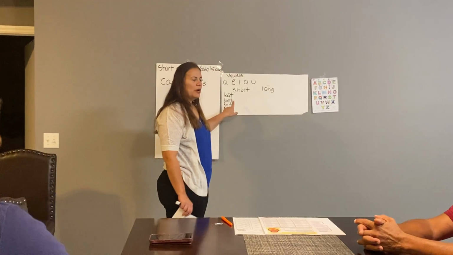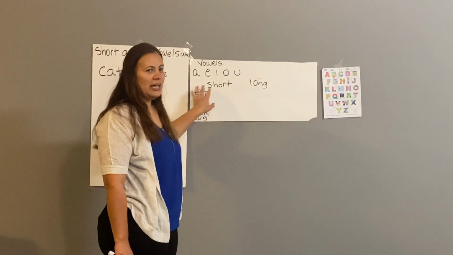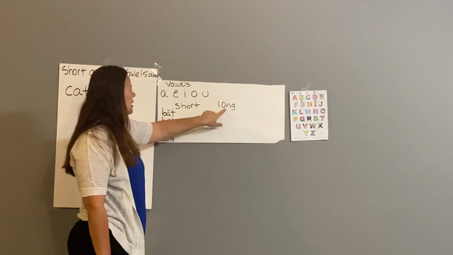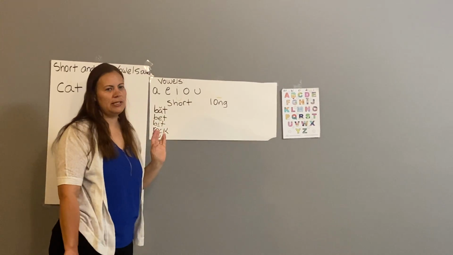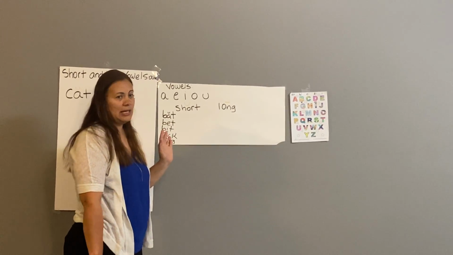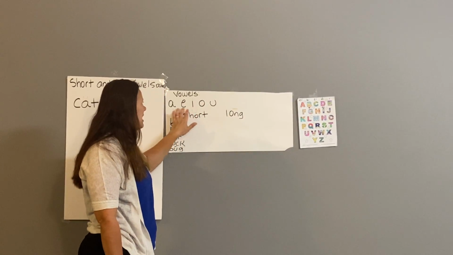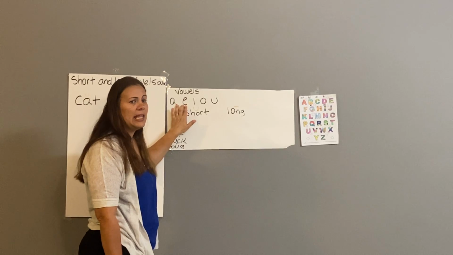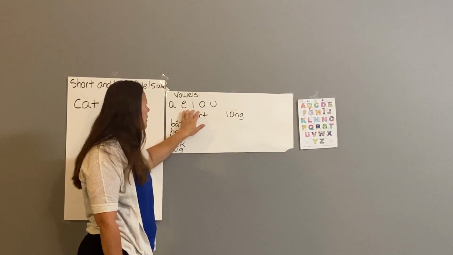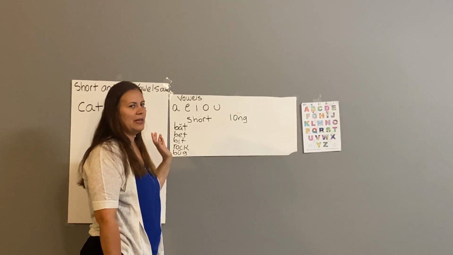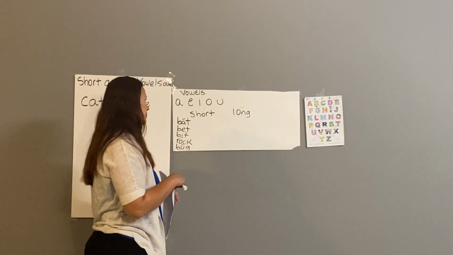Okay, so let's go ahead and do the long sound so you guys can see the difference. Now, for the long one, we don't change the sound. It stays the same. The long sound for the vowels is the same. It says its name. The long sound for the vowel is A, E, I, O, U. It doesn't change. But there's a rule, okay?